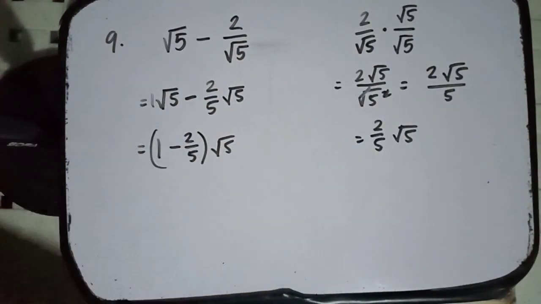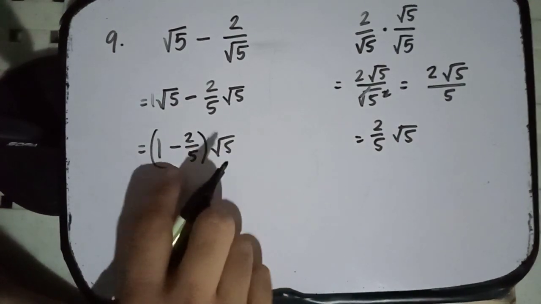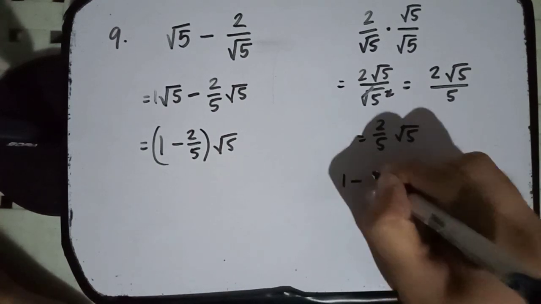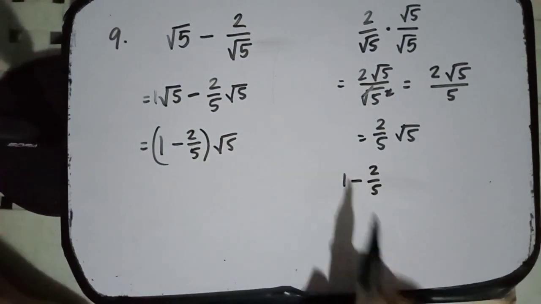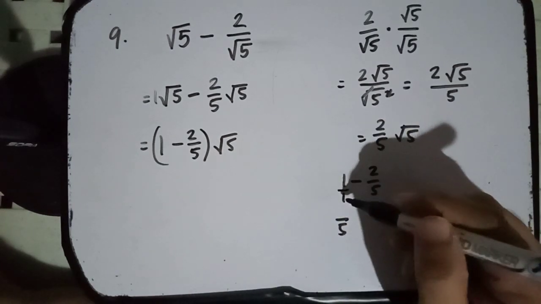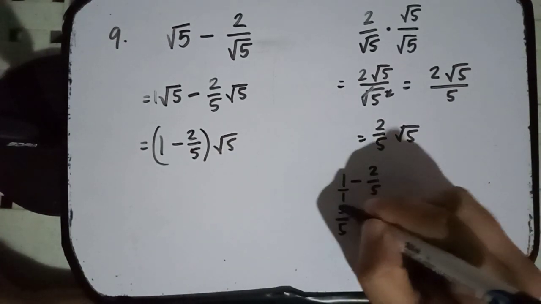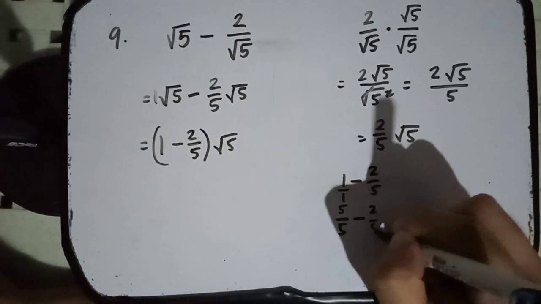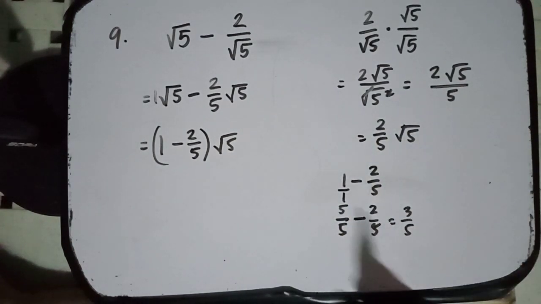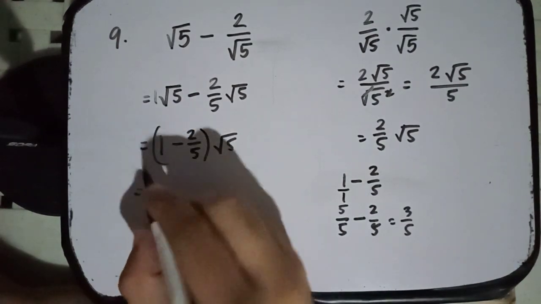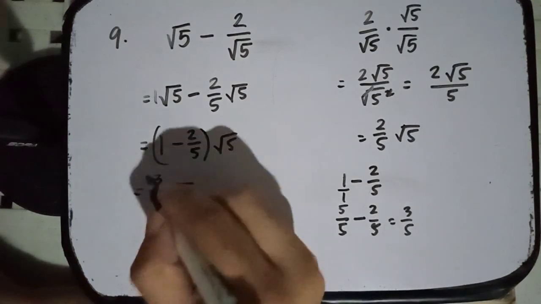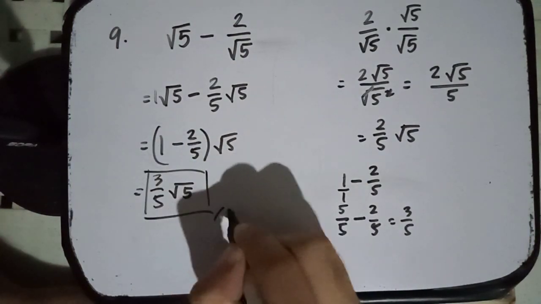Okay, so recall po natin yung fractions, no? So, from 1 minus 2 over 5, bali ang LCD nun ay 5. So, 5 divided by 1 equals 5 times 1 equals 5. So, 5 over 5 minus 2 over 5, that is equal to 3 over 5. So, this is equal to 3 over 5 square root of 5. So, ito na po yung sagot.